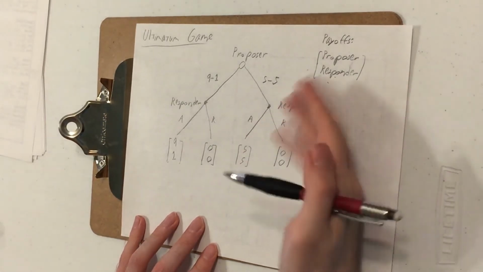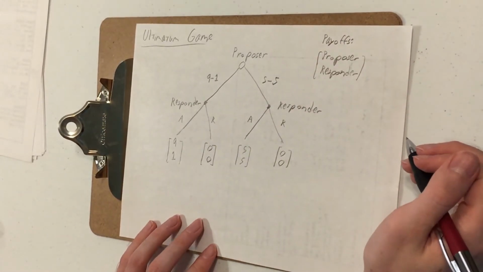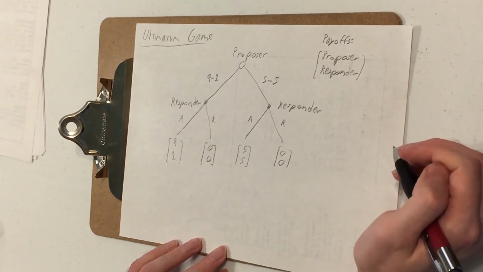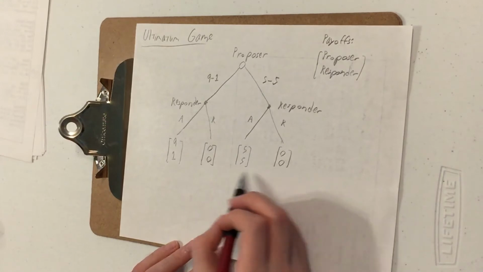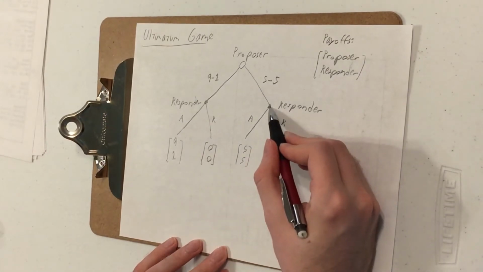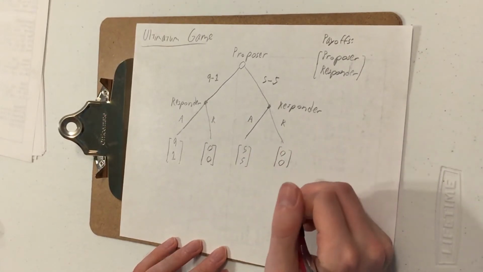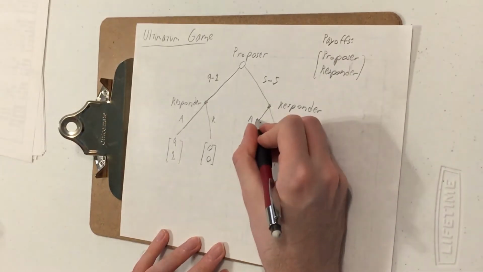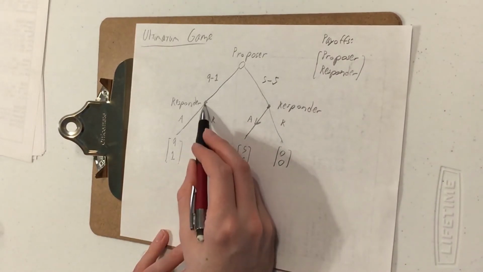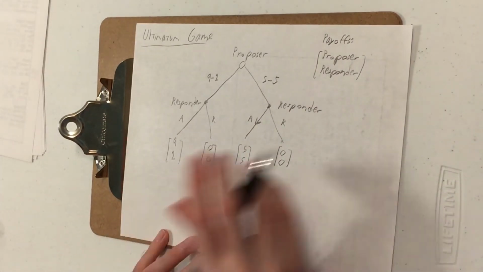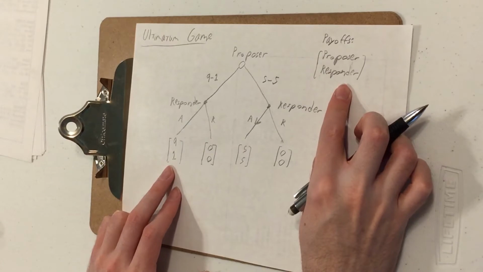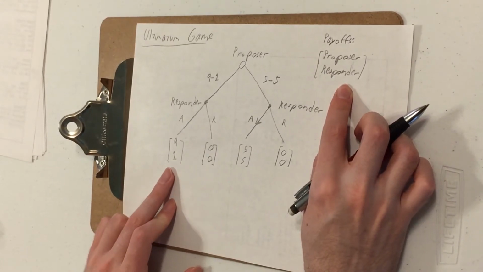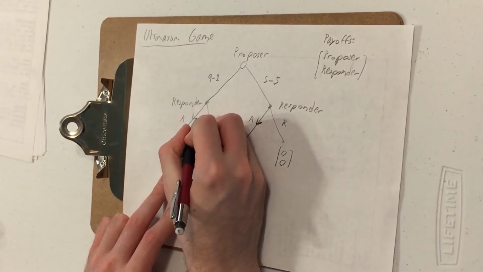So now we can do our rollback analysis. Go to the end of the game, decide what the players want to do from there, and then work your way back. If we're here, responder could get 5 by accepting or 0 from rejecting, so accepting sounds better. If we're here, responder, whose payoffs are on the bottom, gets 1 from playing accept, 0 from playing reject. 1's better than nothing, so accept.